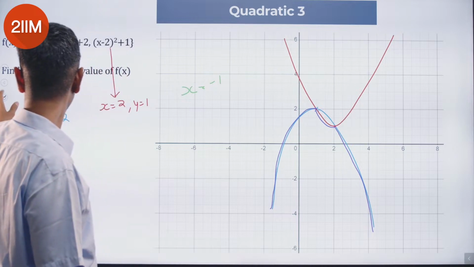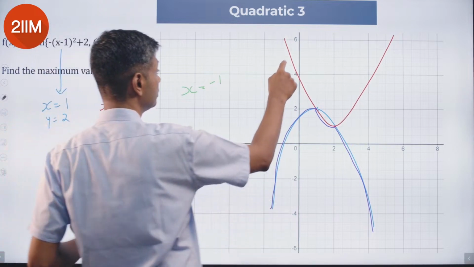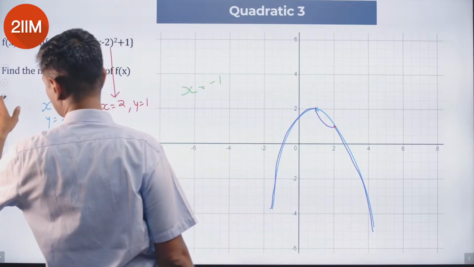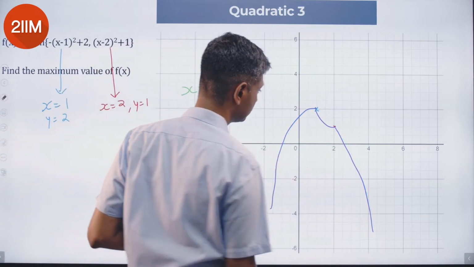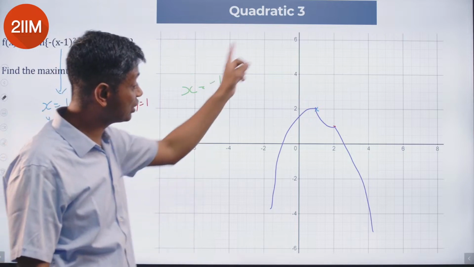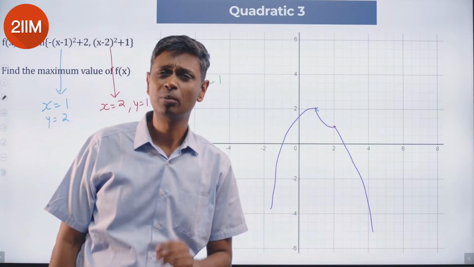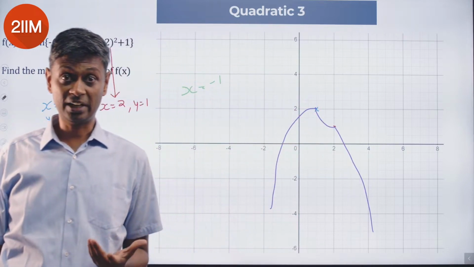What am I going to do? I'm going to take a knife and erase this. This is all my functional graph. Brilliant. I got my functional graph.